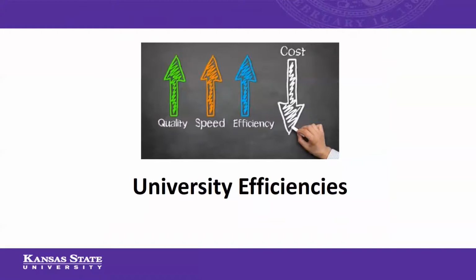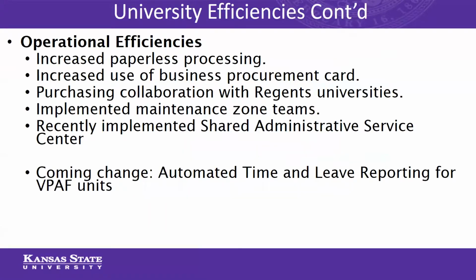So, okay, K-State, you are constantly asking, you're facing increased costs, so you're always coming to us for increased tuition rates. What are you doing to be more efficient as an institution, as an operation? And so we've looked at, implemented previously some operational efficiencies, paperless processing, and some of the stuff that you're going to say, well, you should have been doing that. And we are working on some of these things.